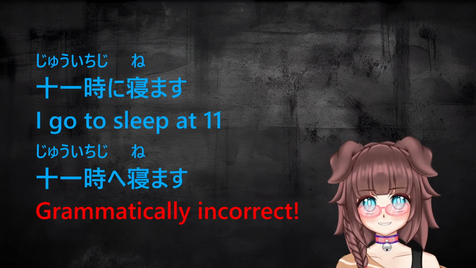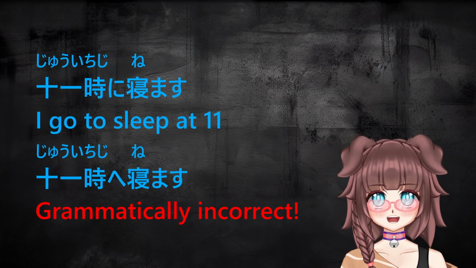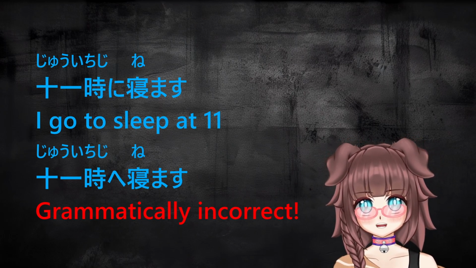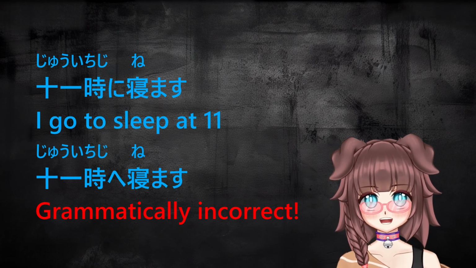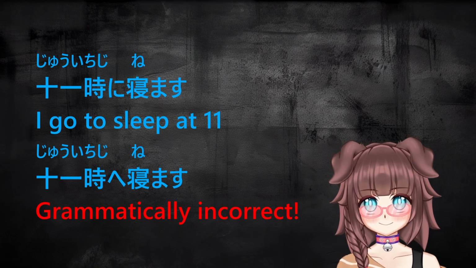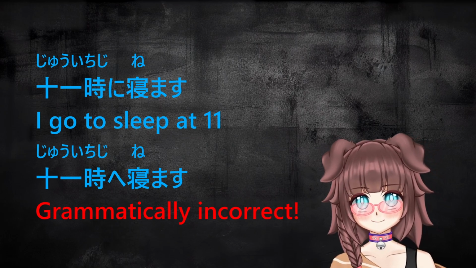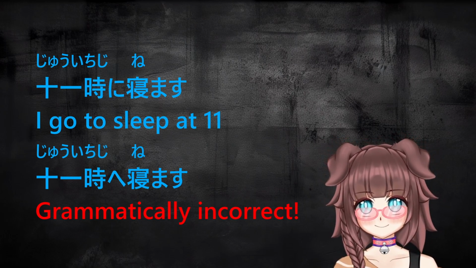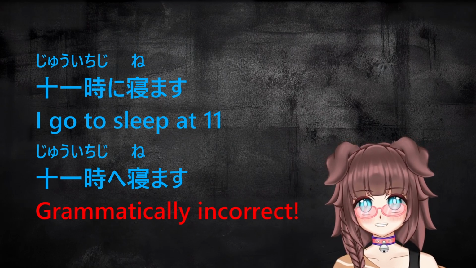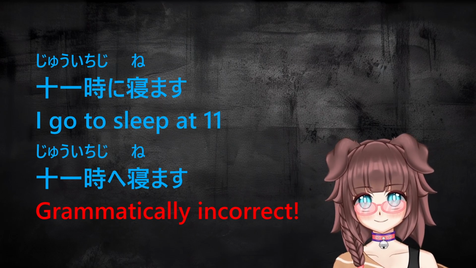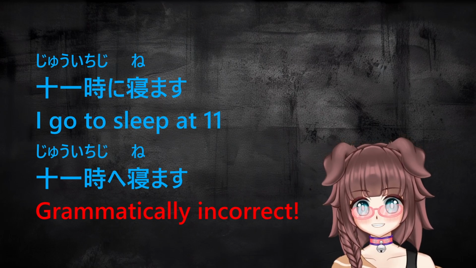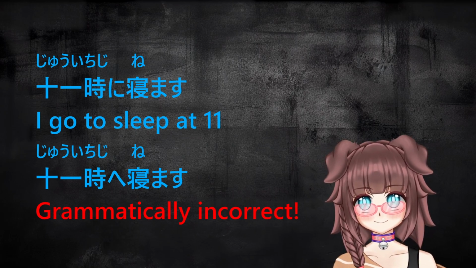And we see the same thing here. 11時に寝ます. It means I go to sleep at 11. But 11時へ寝ます doesn't really mean anything at all. And that's because in the first case, we're using ni to locate an event in time. But we can't do that with e because it's not talking about movement through space. It's talking about time. Ni can be used to locate an event in time because ni is about the verb. But e cannot be used to locate an event through time because e is about travel through space.